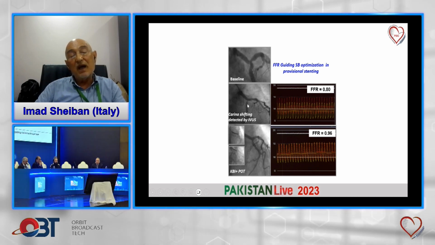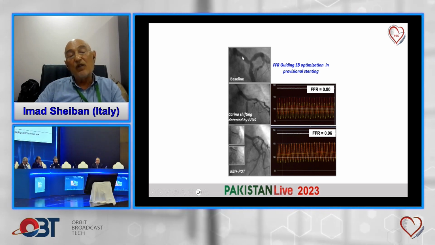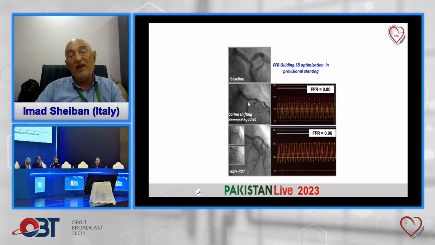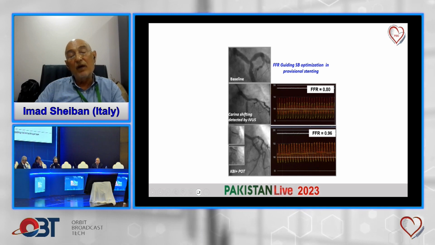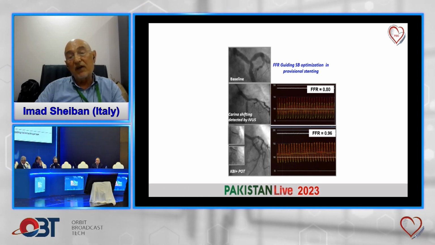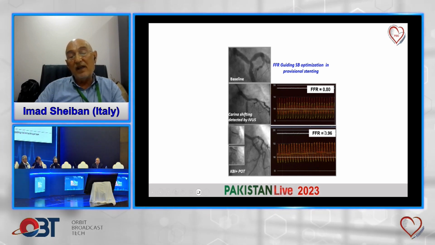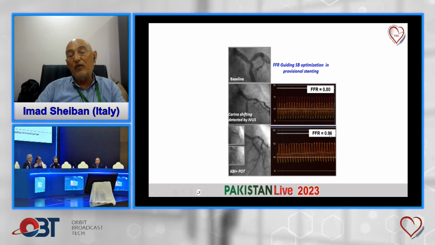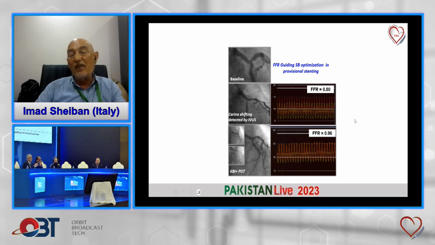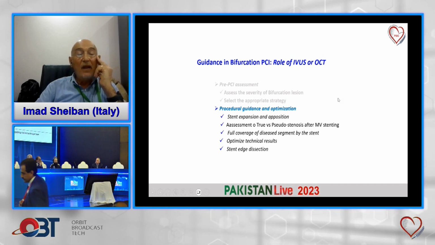Like in this case, after crossover stenting from left main to LAD, there is some stenosis or some shifting on the circumflex. FFR was 0.80. After ballooning, it came back to 0.96, and no other treatment was needed as well.